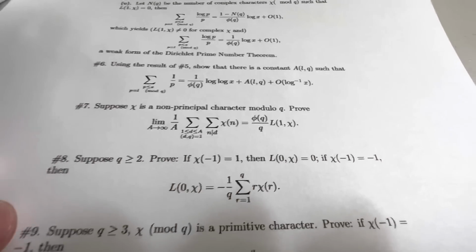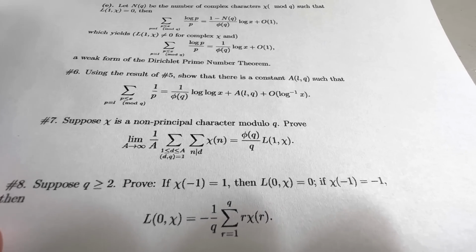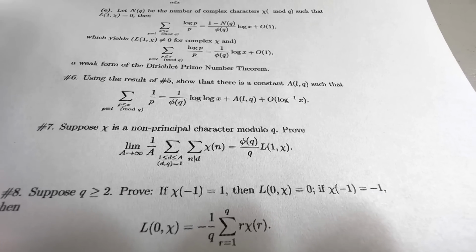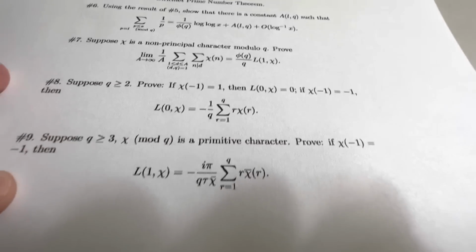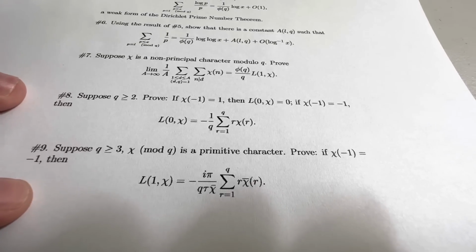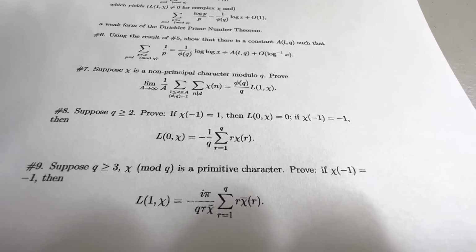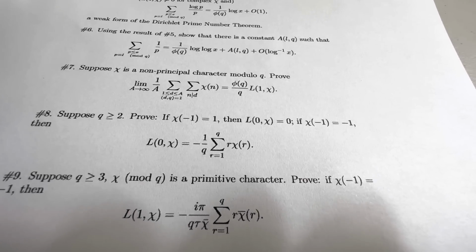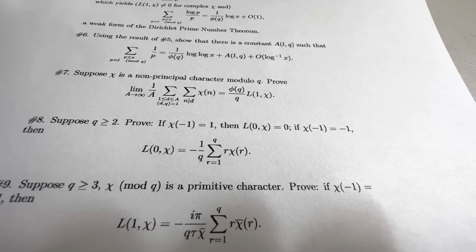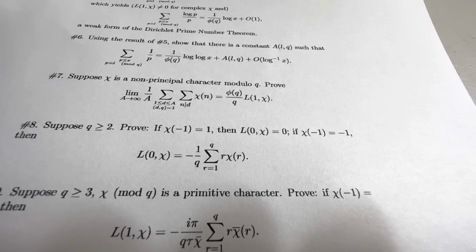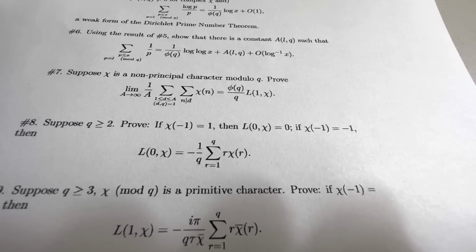Oh, number theory. Suppose chi is a non-principal character modulo Q. Prove the following. I can already tell you that I'm going to have to search the internet for some of these solutions. My number theory is not that great. Suppose Q is bigger than or equal to 2. Prove the following. If chi of negative 1 is 1, then L0 chi is 0. If chi of negative 1 is negative 1, then L0 chi is equal to this expression.